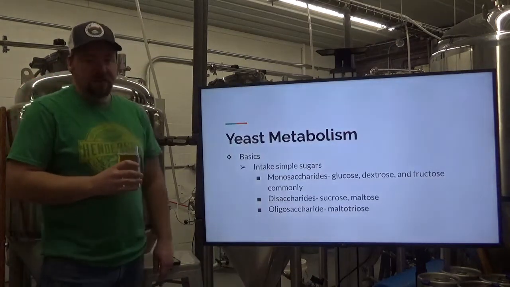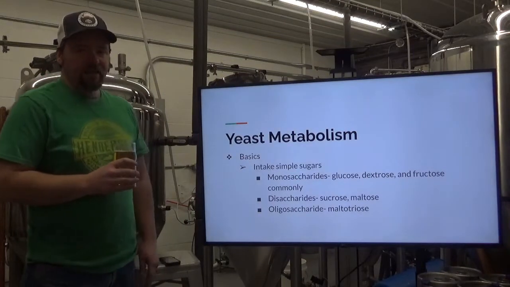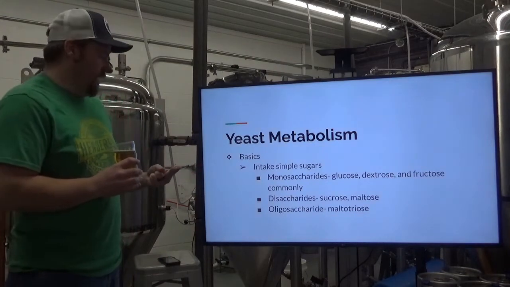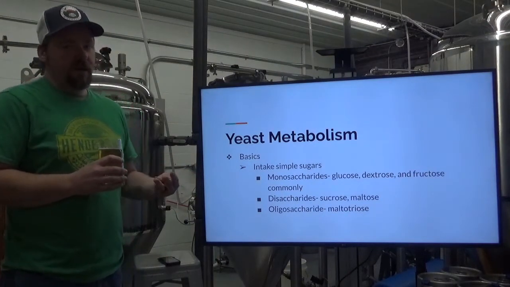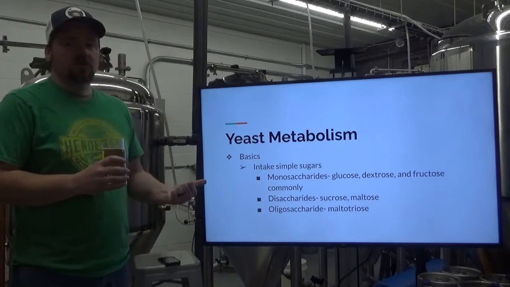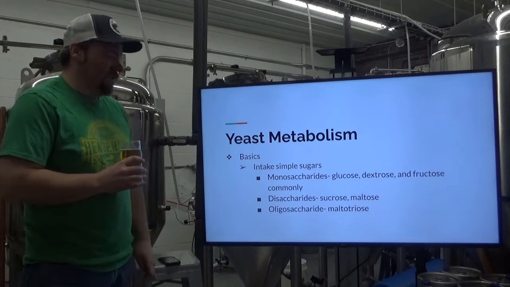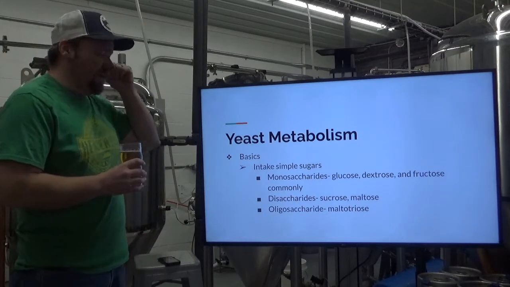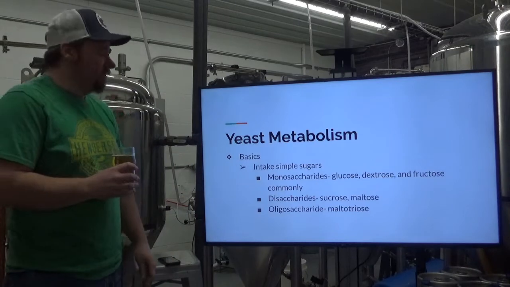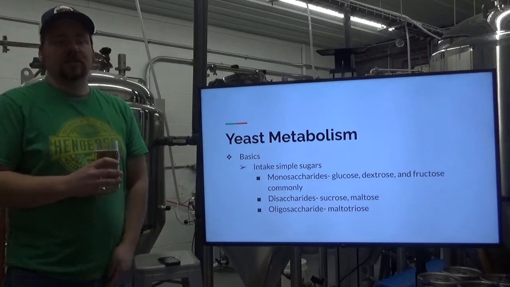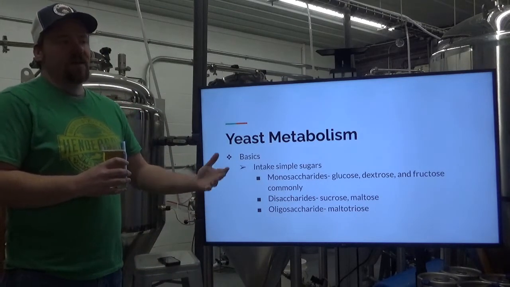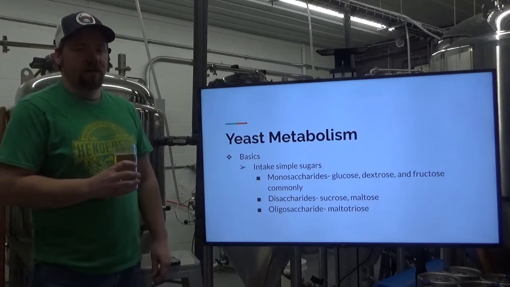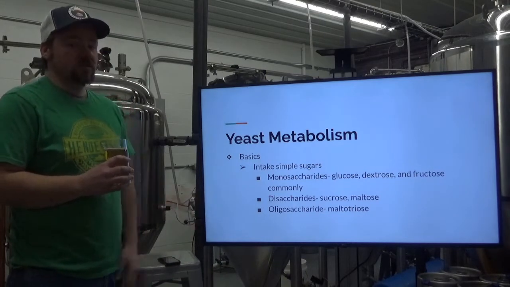So, basics on yeast metabolism. They take in simple sugars. They can only ferment monosaccharides, disaccharides, and some trisaccharides. So the monosaccharides: glucose, dextrose, and fructose. Disaccharides like sucrose and maltose, and then the trisaccharide or oligosaccharide maltotriose. Any sugar with a longer chain than that, they cannot ferment, and in the finished beer it contributes to body, commonly known as dextrins as well.